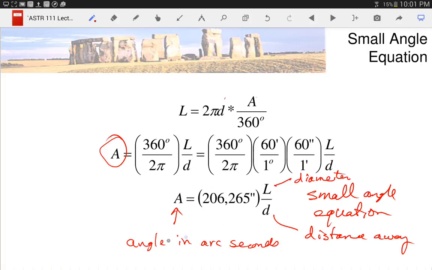This number here, 206,265, that's just the result of this conversion factor between degrees and radians. So 206,265, just a constant from a conversion factor. It will turn out that when we define an arc second, a parallax arc second, also known as a parsec, we use this equation, and 1 parsec is equal to 206,265 astronomical units. That number will come into play again because we're using that equation to define it.